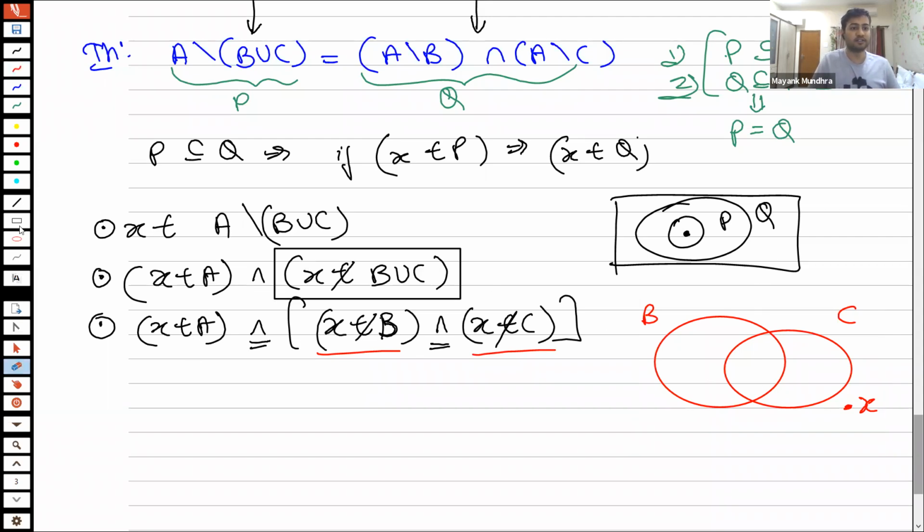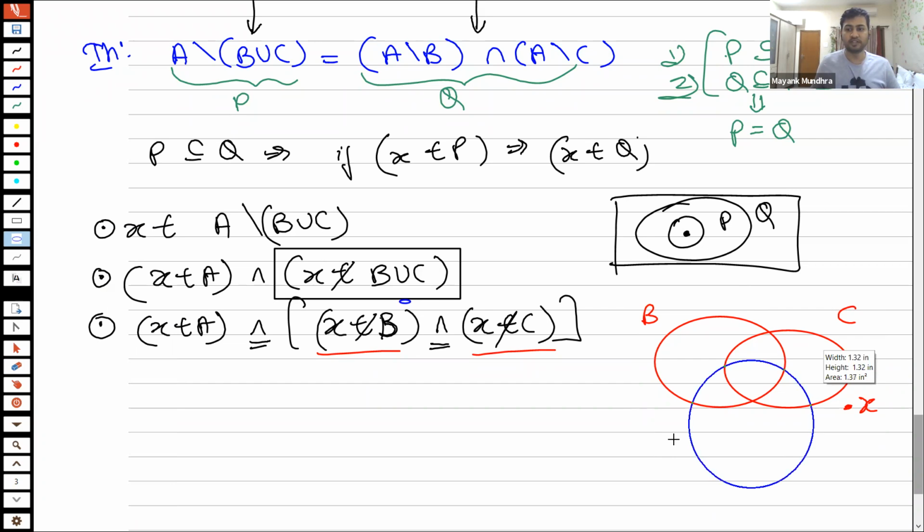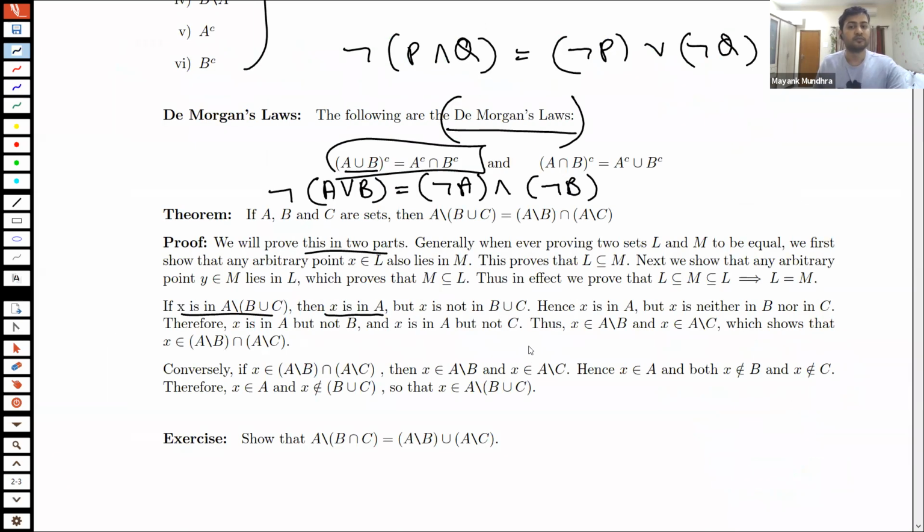So if this were my set A, then X probably lies somewhere here. It cannot lie here or here or here because then X would be eliminated. It cannot lie here because then X would not be a part of A either. So it has to be in basically this region. This is the possible region for X. So X belongs to A and it does not belong to B and it does not belong to C.